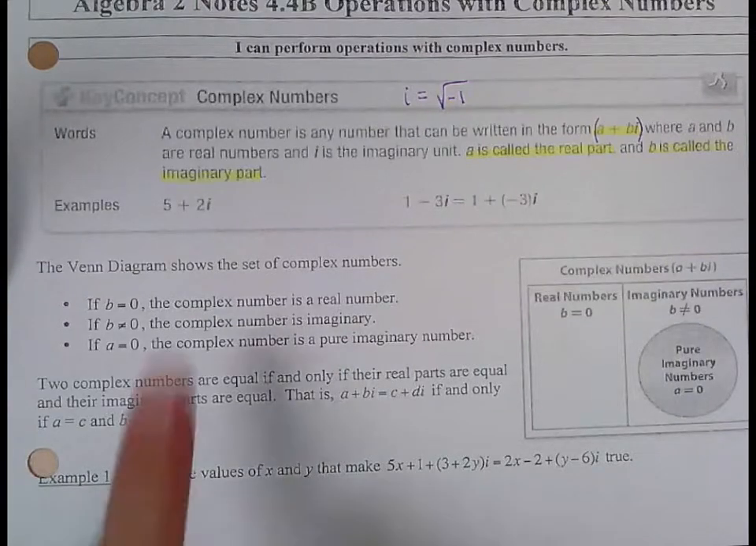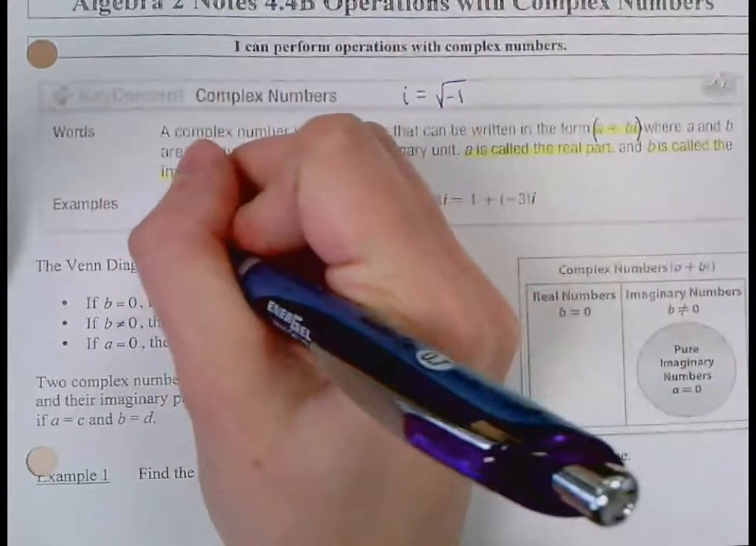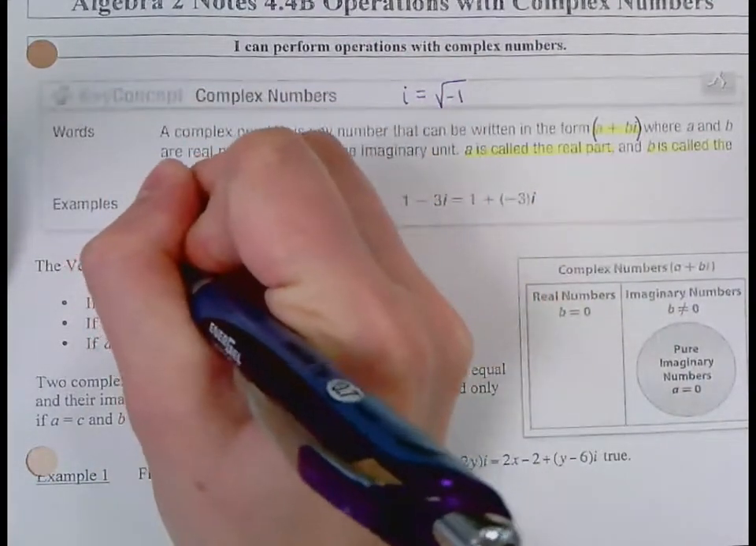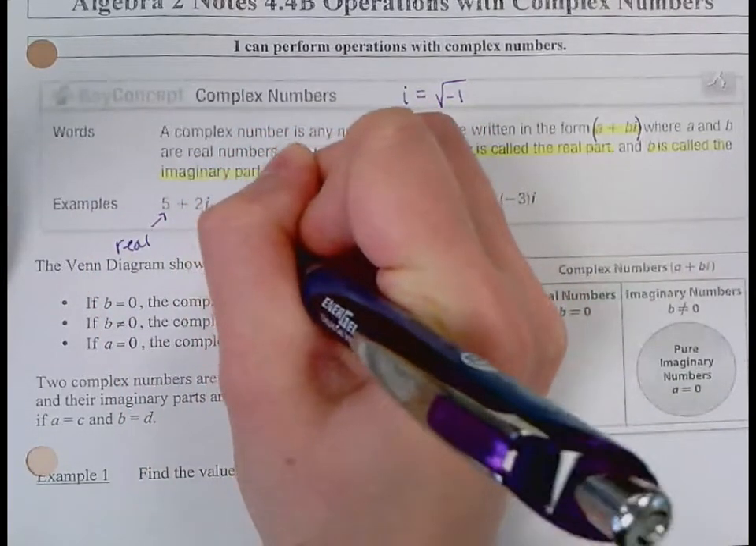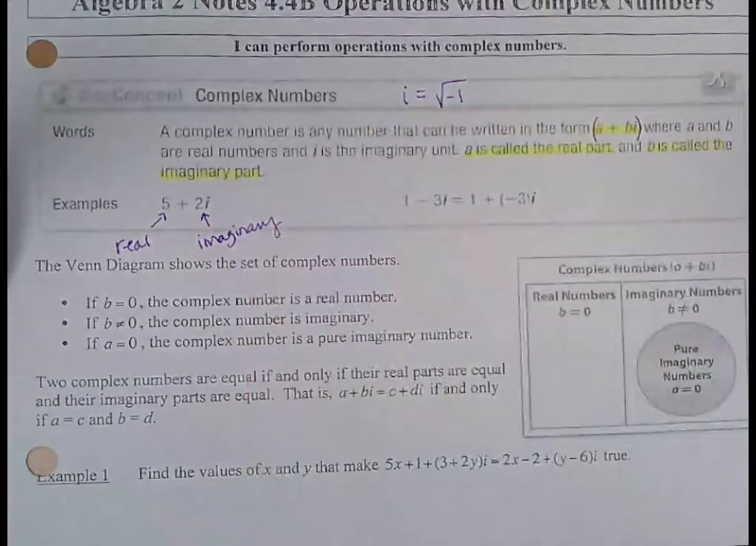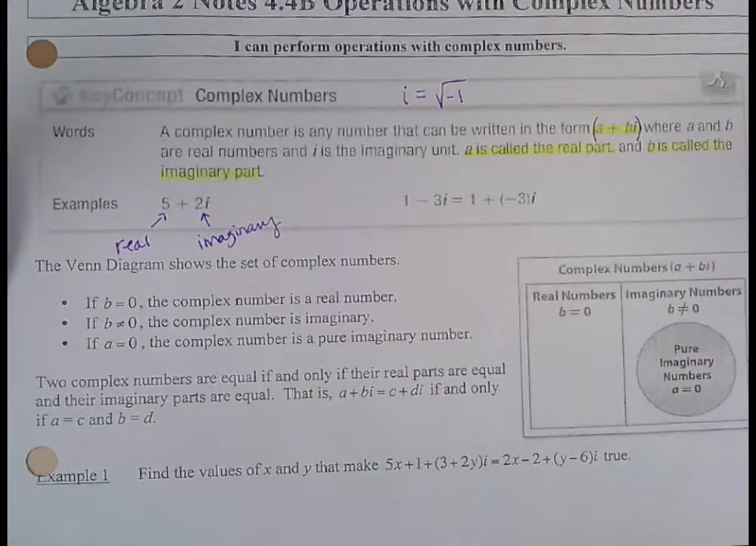So it does give two examples of just complex numbers written out. If we have 5 plus 2i, the 5 would be the real part, and then the 2i would be the imaginary part. And identifying real and imaginary parts of a complex number is important when we go through example 1. So it gives another example. If you have 1 minus 3i, your b value is really -3.